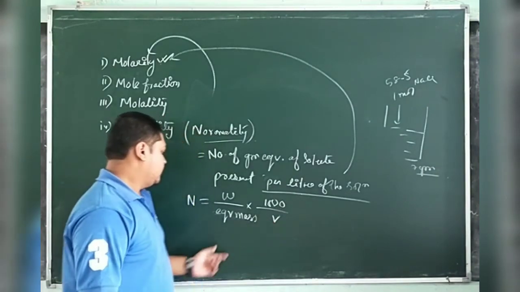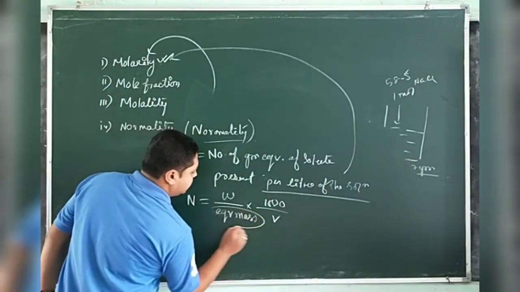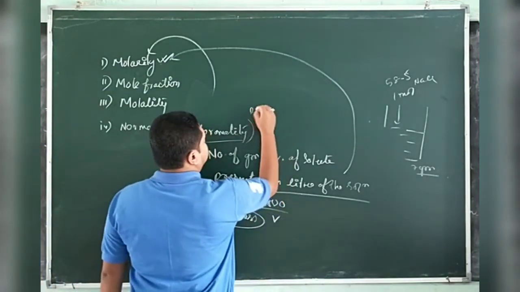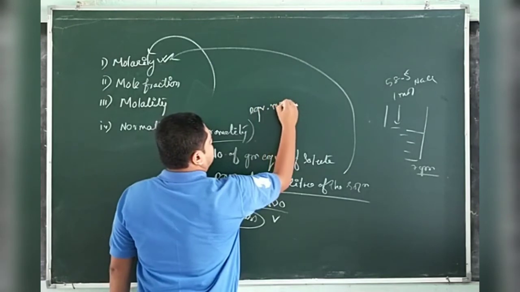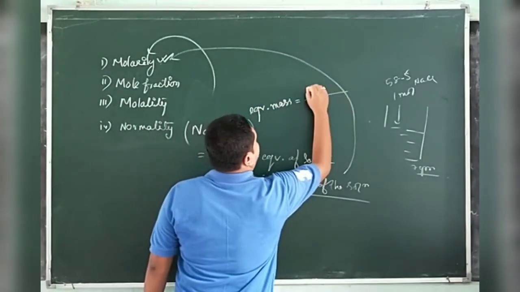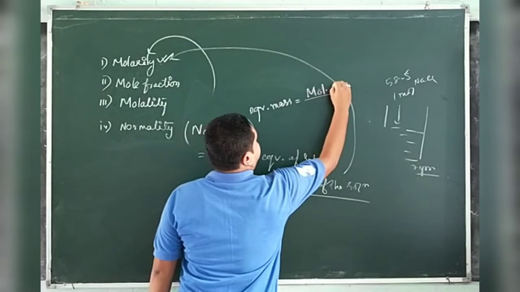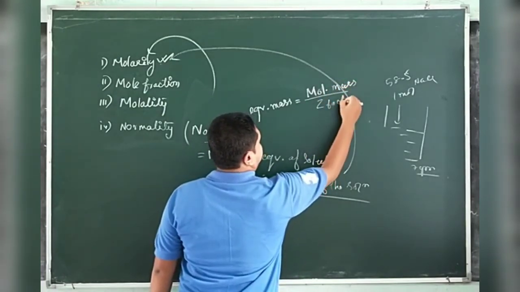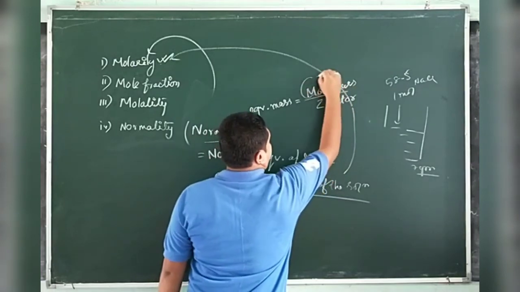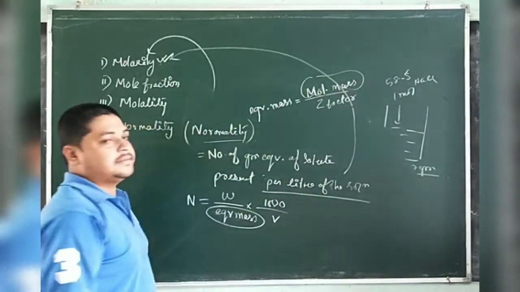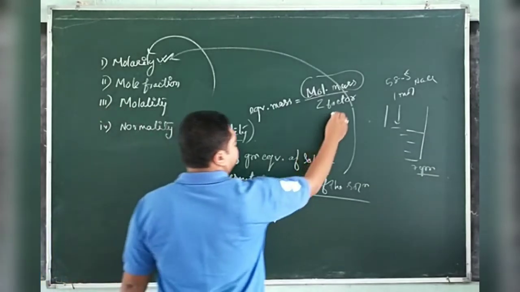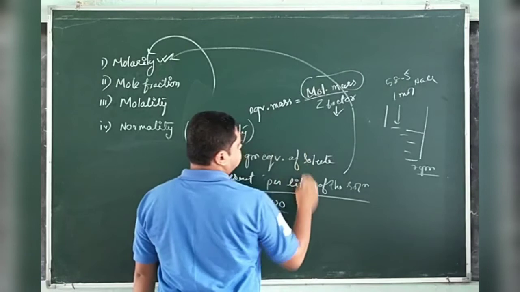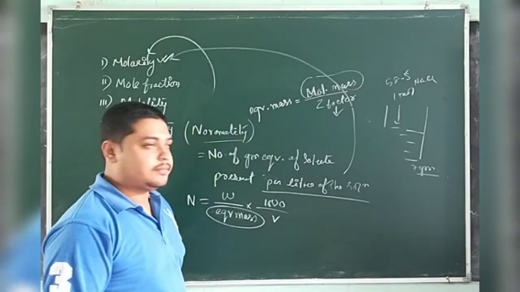Now we have to calculate the equivalent mass. So what do you mean by equivalent mass? Equivalent mass is equal to molecular mass divided by Z factor. So what do you mean by Z factor? Z factor is the number of ions transferred in the solution by solute.